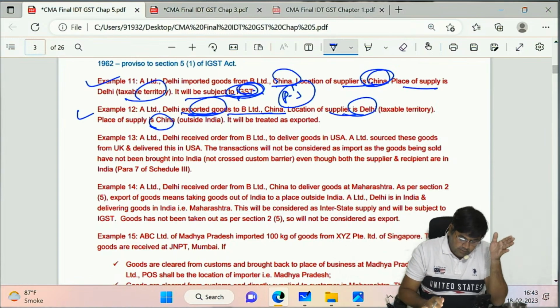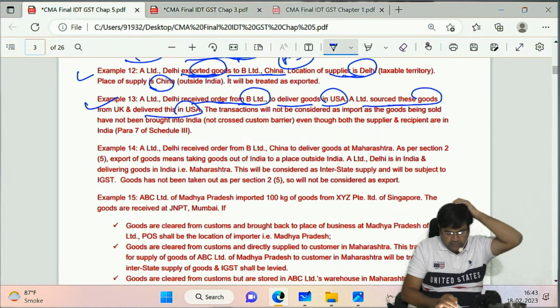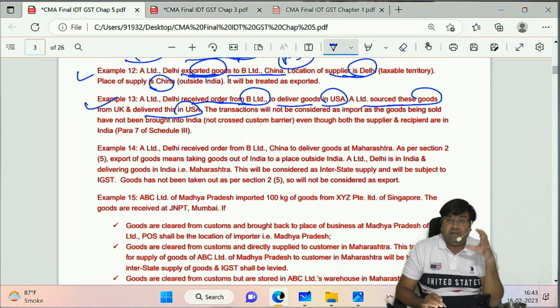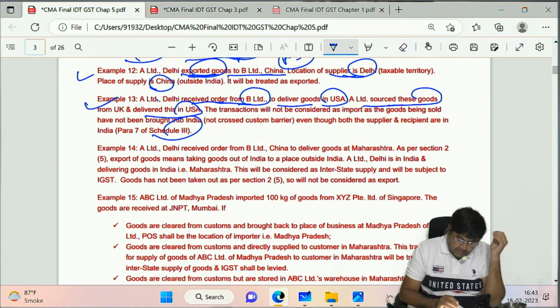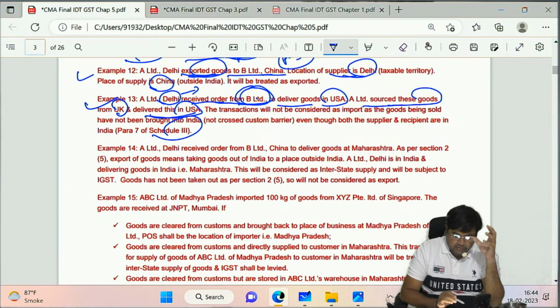Okay. Example 13. A Limited Delhi received an order from B Limited to deliver goods in USA. A Limited sourced these goods from UK and delivered them in USA. So what is going to be the place of supply? This is going to be covered under Para 7 Schedule 3. So A Limited, although it belongs to India, and B Limited also may be Indian only, but basically on his instruction he is delivering goods to USA. So rather than taking goods from India to outside India, he has bought these goods from UK and delivered directly to USA.